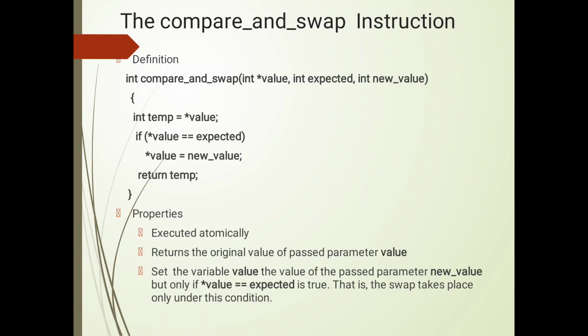Then the compare-and-swap instruction. It is defined by the compare_and_swap function. Its return value is an integer, and it takes the value, the expected value, and the new value. Using this, it returns the temporary value of the original value. These instructions are executed atomically and return the original value of the first parameter.